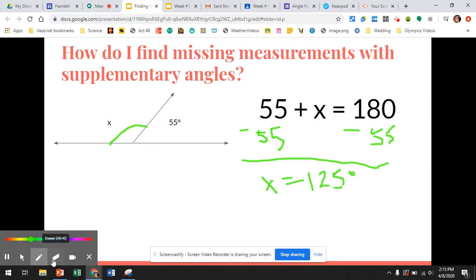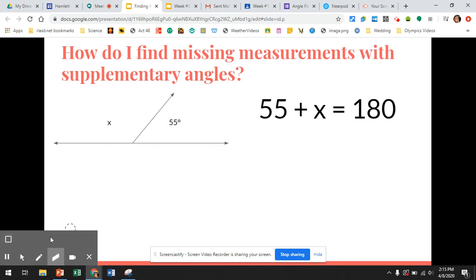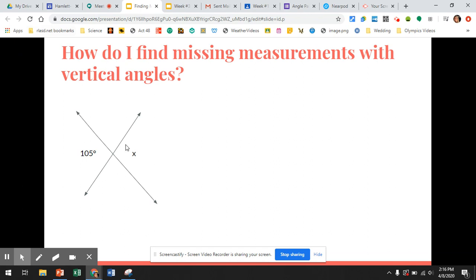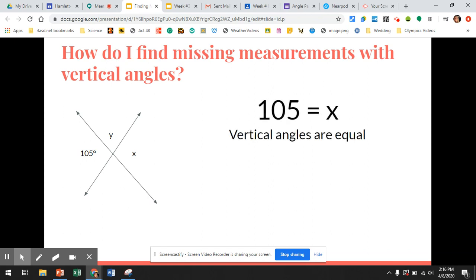Good. So we got complementary and supplementary down. Let's talk about vertical angles. So vertical angles, all right, are just angles that are opposite of each other. So they're created when we have two lines that intersect, just like we do here. We have two lines that are intersecting. These two that are across from each other are called vertical angles, okay? So because they're vertical, it means that they are the same. So that means whatever this side is has to equal this side. So that's easy. So we can tell that x then equals 105 because vertical angles are equal, okay?